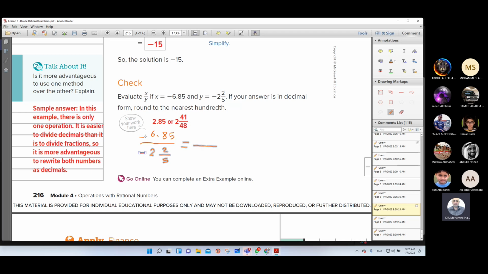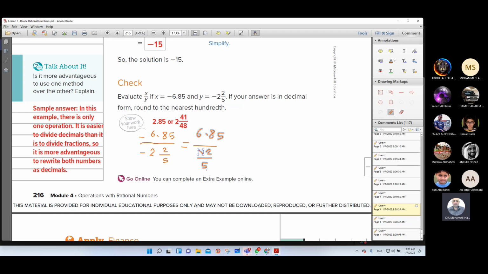And negative divided by negative is positive. Now, in this case, the first step: try to change the mixed number to a fraction. So here you have 6.85, and here 2 times 5 is 10, plus 2 is 12, over 5. This is a terminating fraction. You can change it to a decimal, no problem.